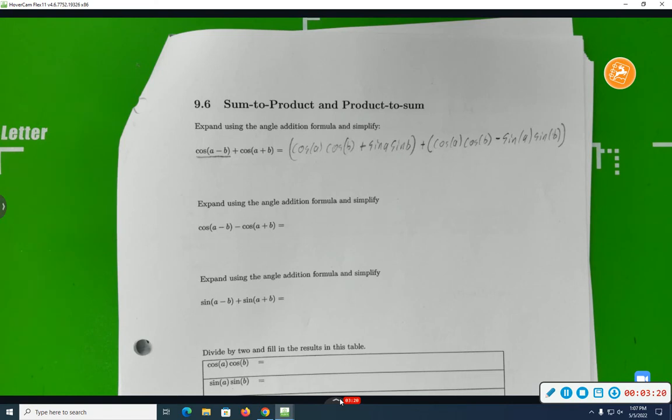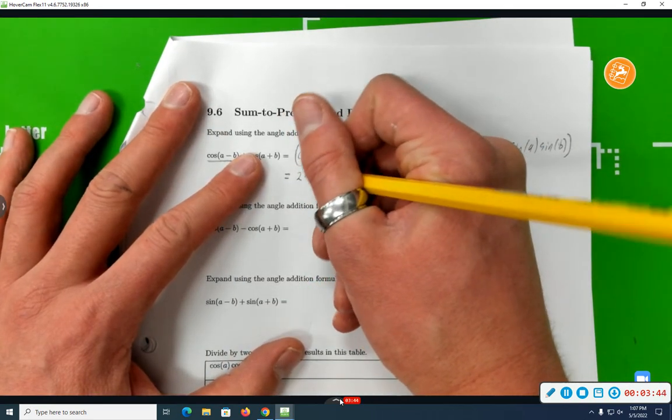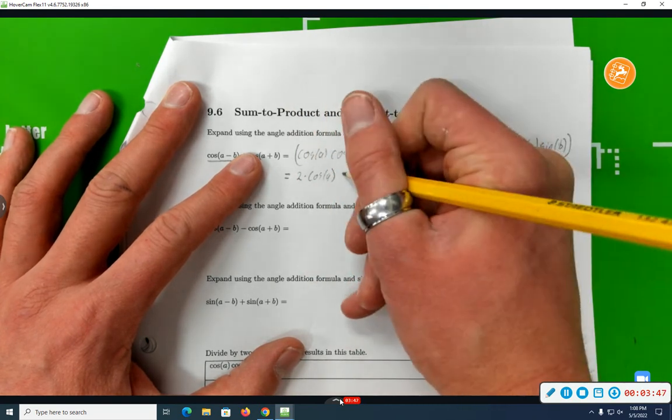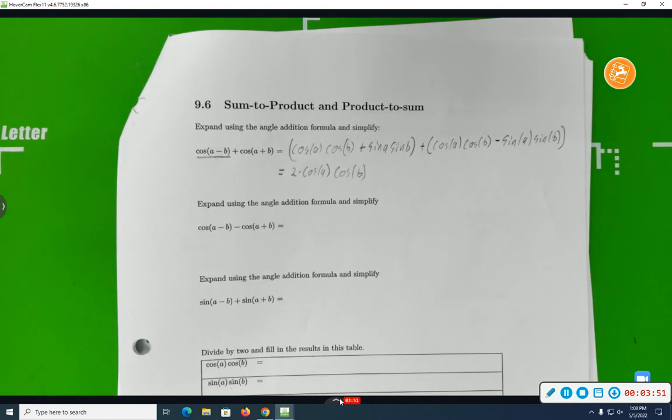If you look at that, do you see anything that cancels in that formula that might help us simplify? Yeah, what cancels? Yeah, the piece with the sines. And then the other two are just the same thing added to itself. So what I see here is just 2 times the product of cosines.